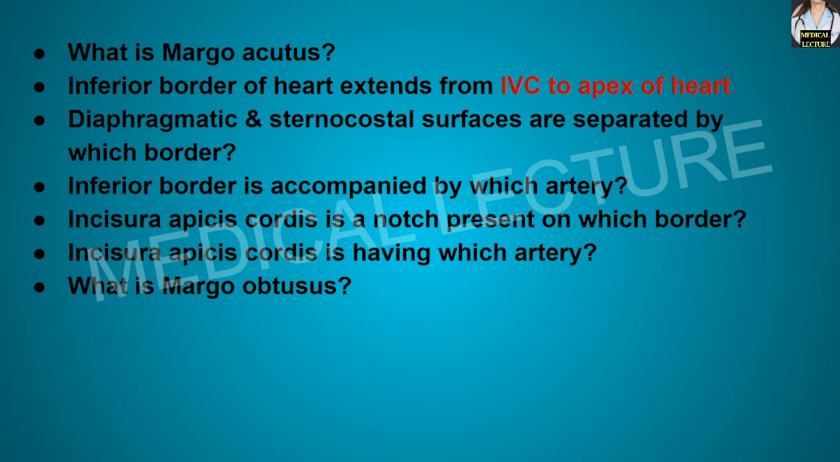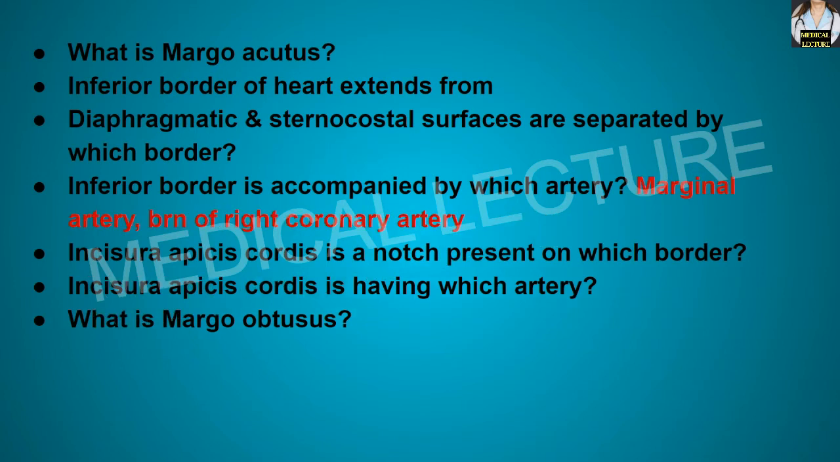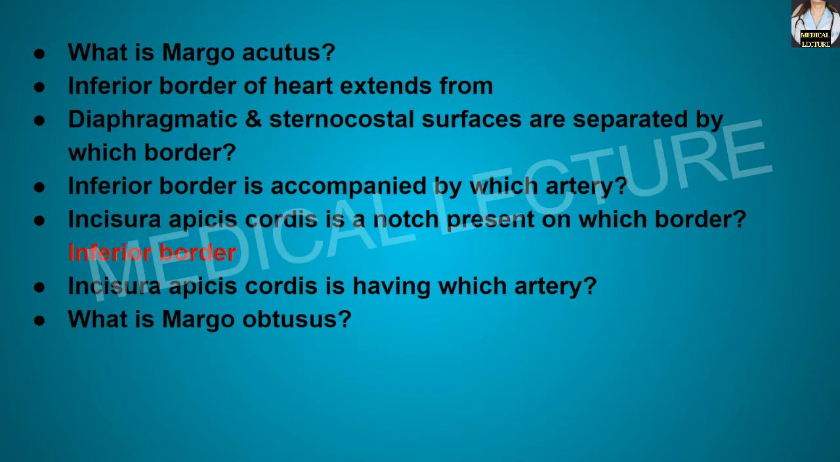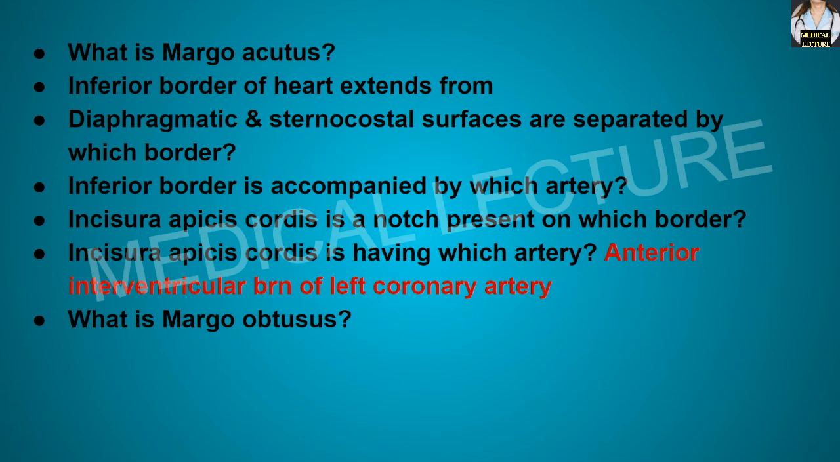Diaphragmatic and the sternocostal surfaces are separated by which border? By the inferior border. Inferior border is accompanied by which artery? By the marginal artery, branch of right coronary artery. Incisura apicis cordis is a notch present on which border? It is present on the inferior border. Incisura apicis cordis is having which artery? It is having anterior interventricular branch of the left coronary artery.